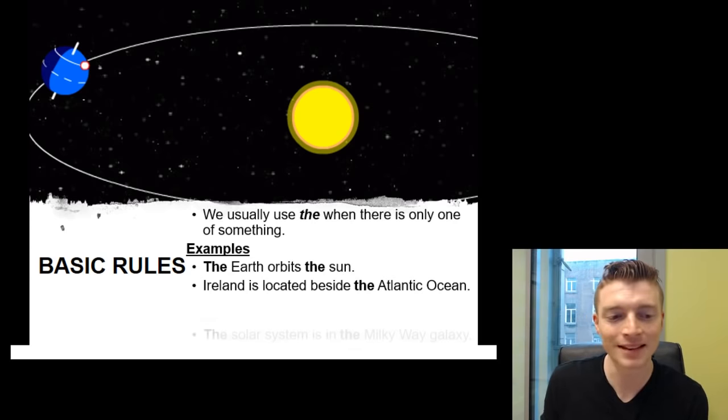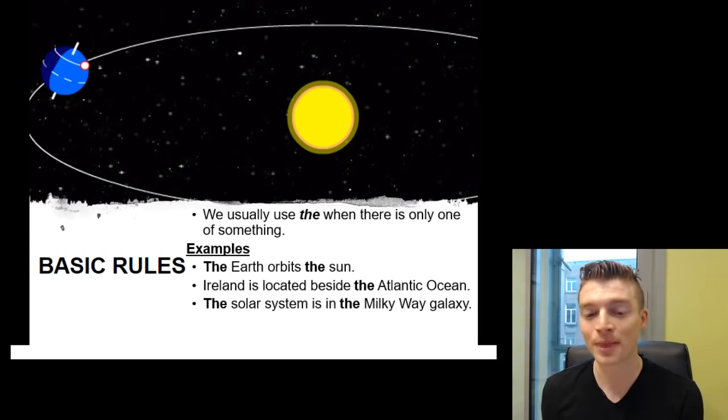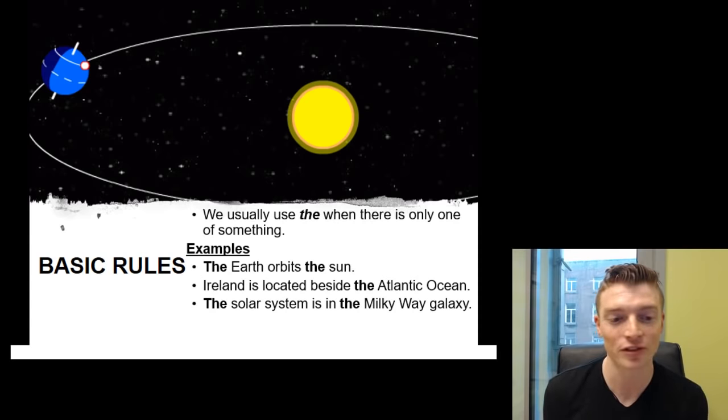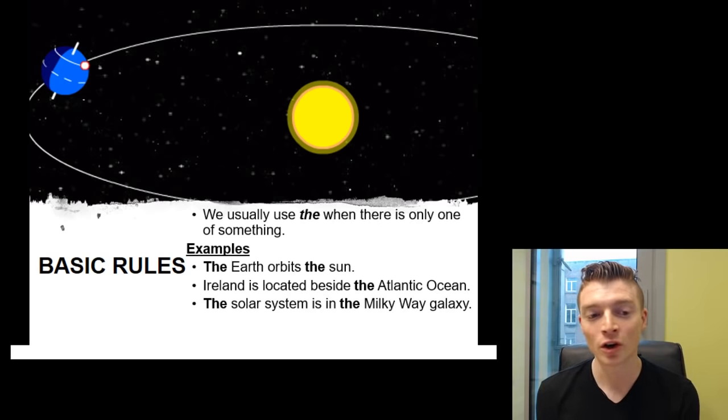Okay, the next example. The solar system is in the Milky Way galaxy. Once again, we're talking about our solar system. There's only one solar system that the Earth is in, and it's in the Milky Way galaxy. So when there's only one of something, we usually use the definite article, "the."